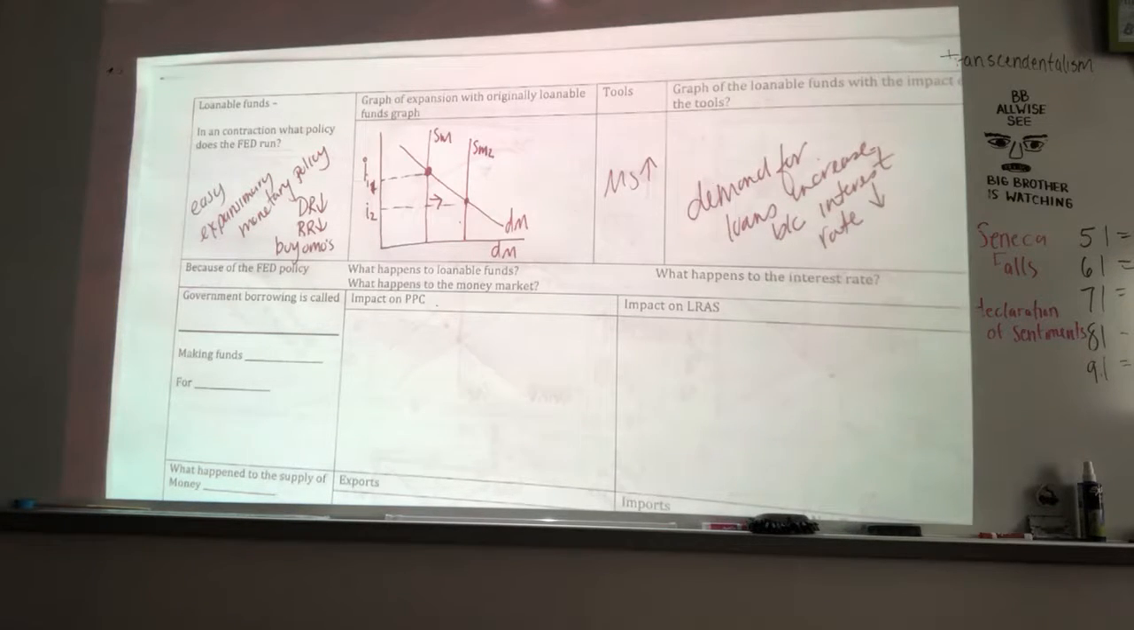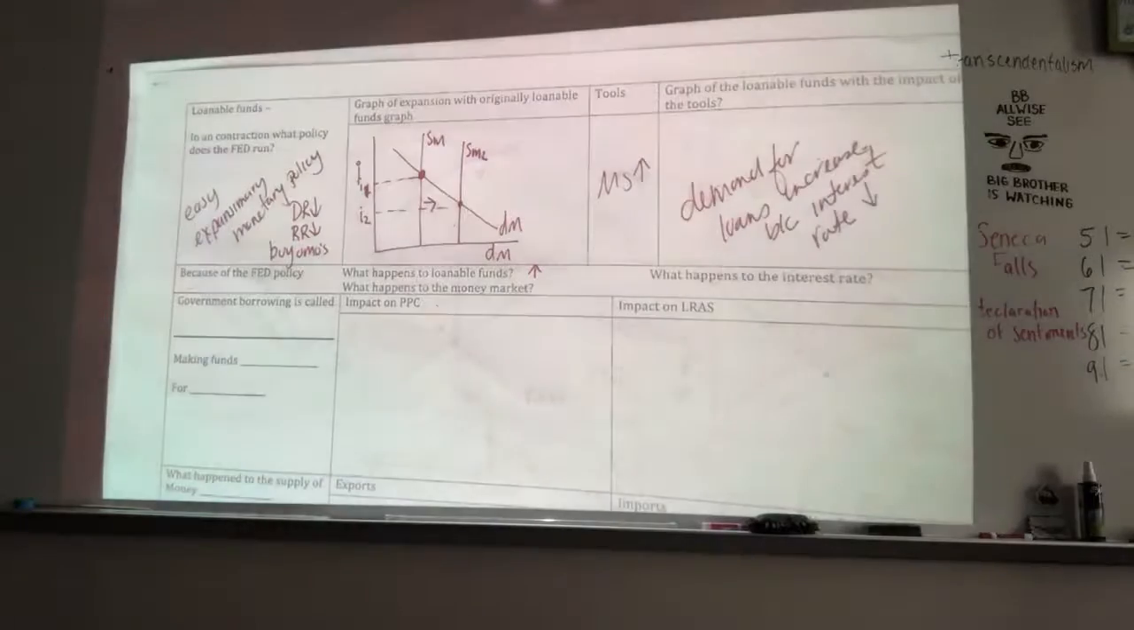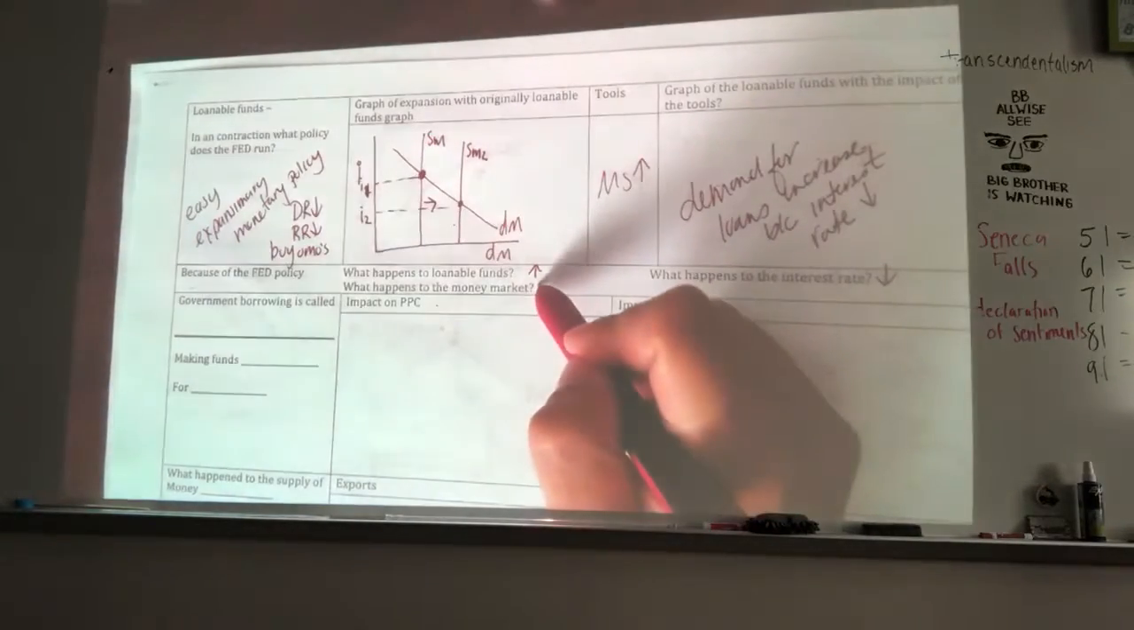So now, because of the Fed policy, what happened to loanable funds? It increased. What happened to the interest rate? What happened to the money market?